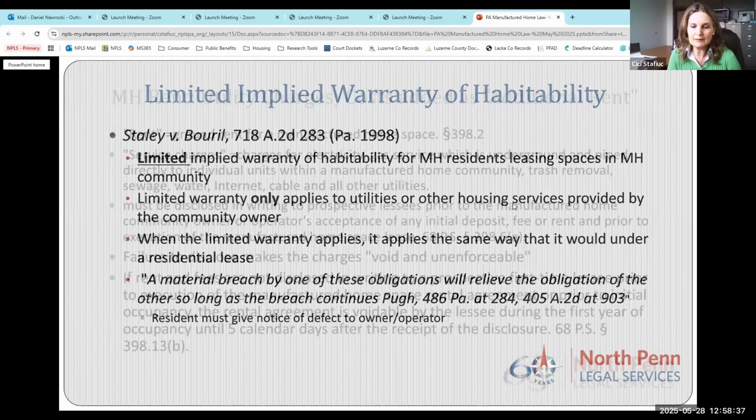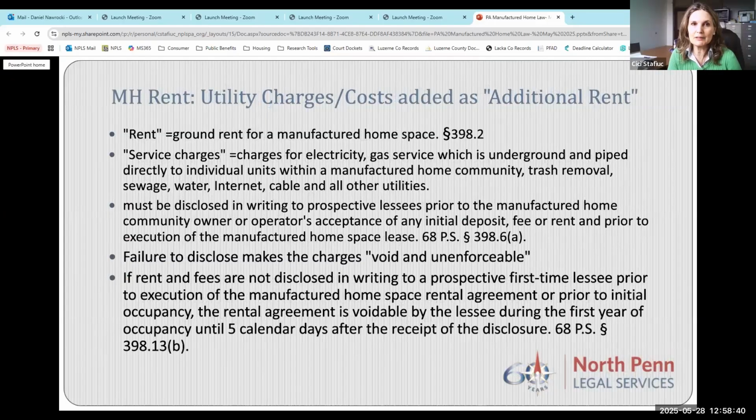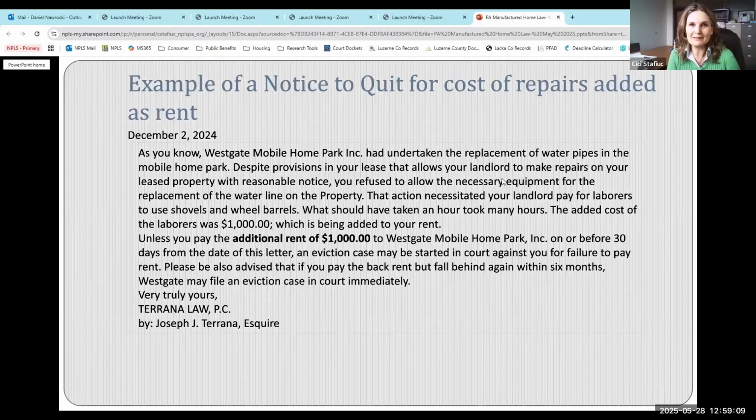The next one we're seeing is adding utility charges or additional costs as additional rent. Interestingly enough, yesterday I received a complaint from an attorney for a mobile park that actually had this additional rent. So Dan, if you could move one slide, because I added this. This is a notice to quit. It was kind of perfect because it provided me material for today's presentation. I just added this morning.